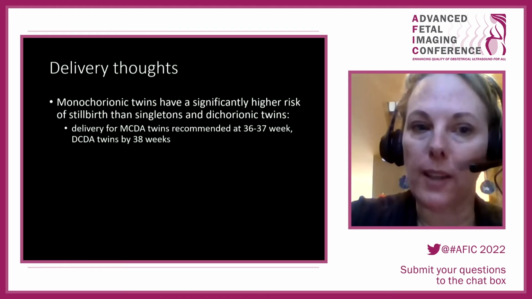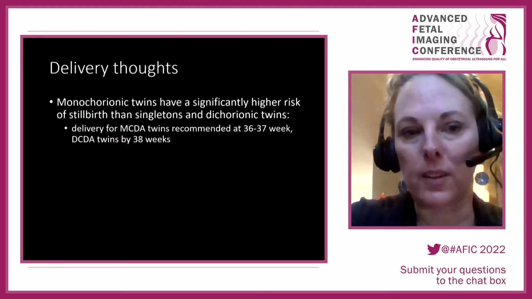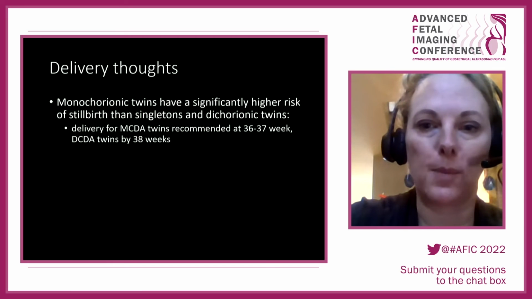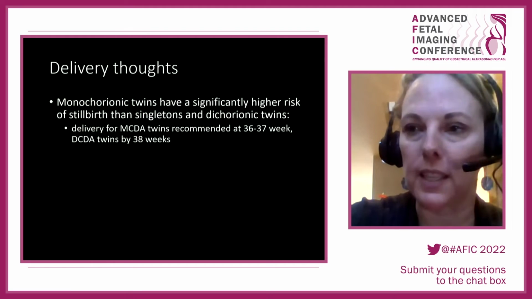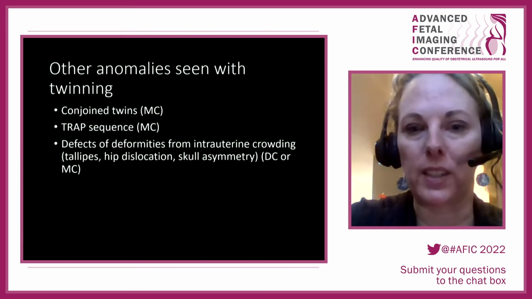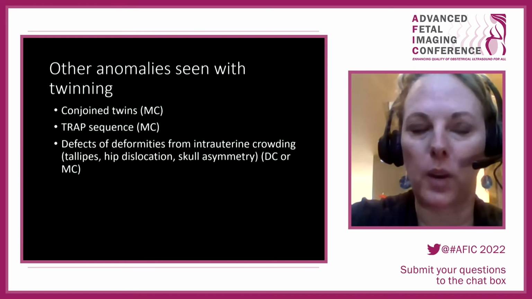For delivery thoughts, monochorionic twins do have a higher risk of stillbirth, and like it or not, it is quite significant. So we do deliver those babies around 36 to 37 weeks, with dichorionic twins about 38 weeks. There are some other interesting anomalies that we see with twins, the conjoined or the TRAP sequence.